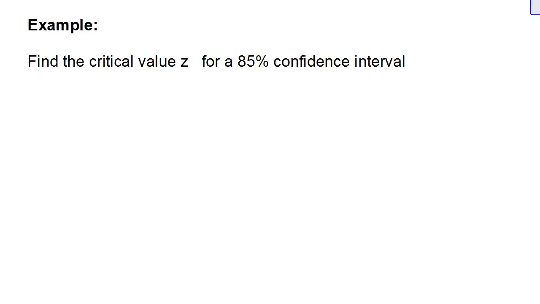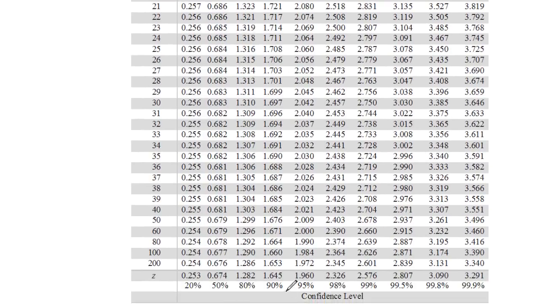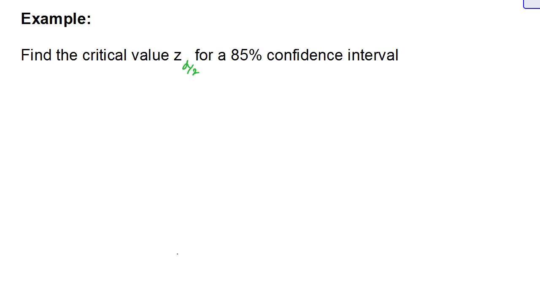Okay, so let's find the critical value z, and that's alpha divided by 2, for an 85% confidence interval. Now recall that I said we could possibly use the t-distribution table, and if I look on the t-distribution table, notice that 85% is not in here. So I actually cannot use that one, and so I'm actually going to have to calculate this one.